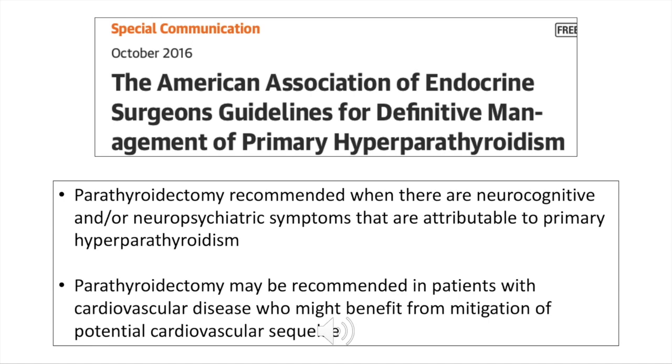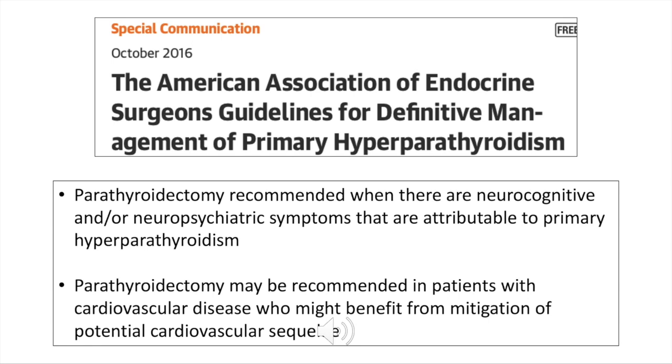But they also recommended that you consider or you perform a parathyroidectomy when there's neurocognitive or neuropsychiatric symptoms that are attributable to primary hyperparathyroidism, and that parathyroidectomy may be recommended in patients who have cardiovascular disease in order to mitigate future cardiovascular sequelae. So they've added in a few additional indications here. I think they're very important because, again, you can see a really dramatic change in people's neuropsychiatric symptoms following parathyroidectomy, and these are patients in whom they desperately want improvement.